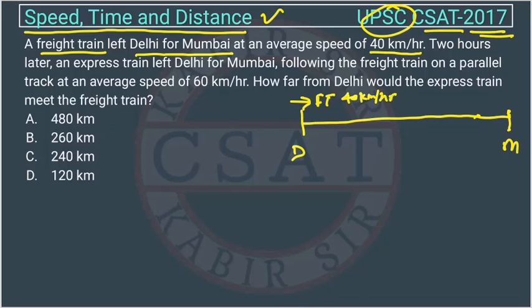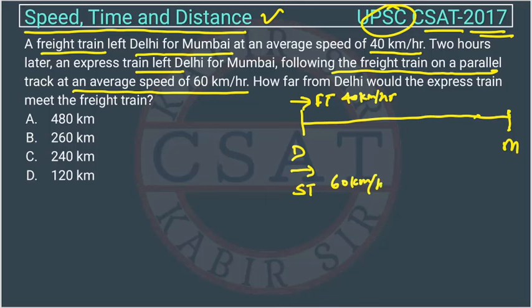2 hours later an express train left. So after 2 hours the express train left from Delhi for Mumbai, following the freight train on a parallel track at an average speed of 60 km per hour, right? So they are going in the same direction. This is also going in this direction. So how much distance did the freight train cover in 2 hours? Suppose it will reach here. So how much distance did the freight train cover?